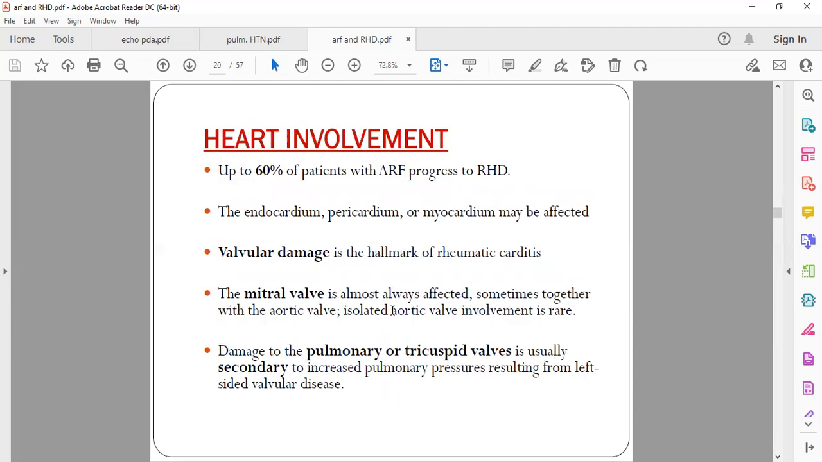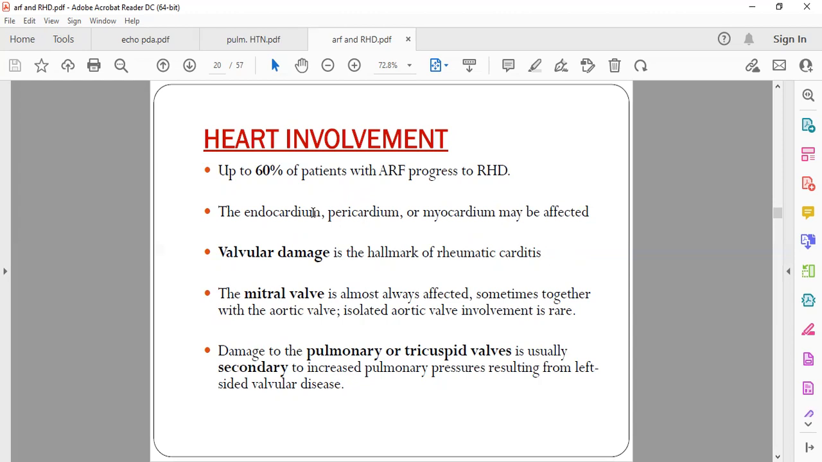Let's talk about heart involvement. It is seen in around 50 to 60% of patients with acute rheumatic fever. Around 60% of patients will progress to rheumatic heart disease if they do not receive the treatment properly, or if prophylactic treatment is not started.